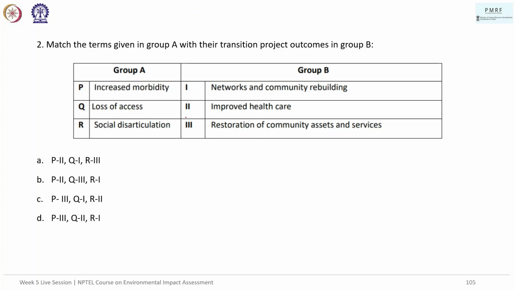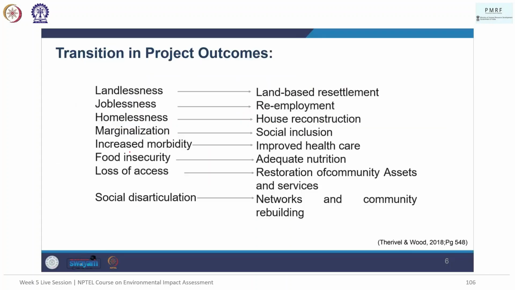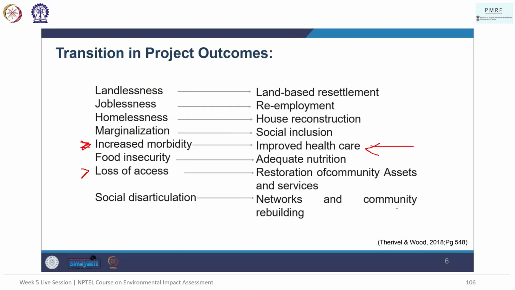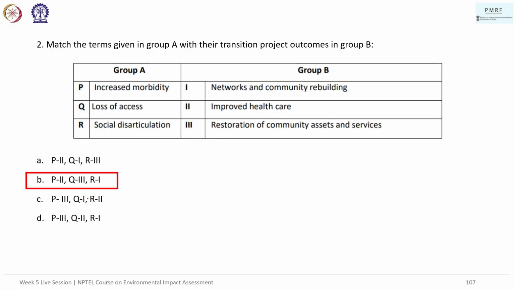So one key way of looking at it is that morbidity and mortality are usually healthcare terms, right? So P has to be true. So if you look at it, for increased morbidity, the approach is to give improved healthcare. And for loss of access, it's restoration of community assets and services. And for social disarticulation, obviously networks and community rebuilding. Social disarticulation is when you sort of lose community ties. Right? So the answer is D.